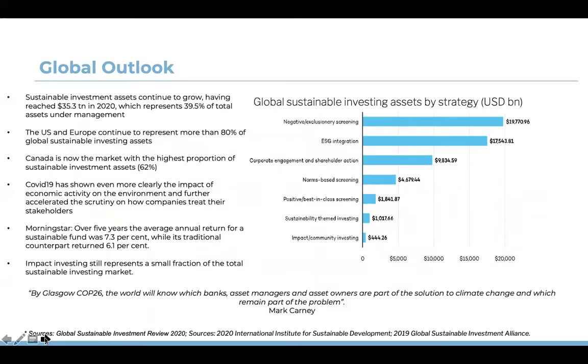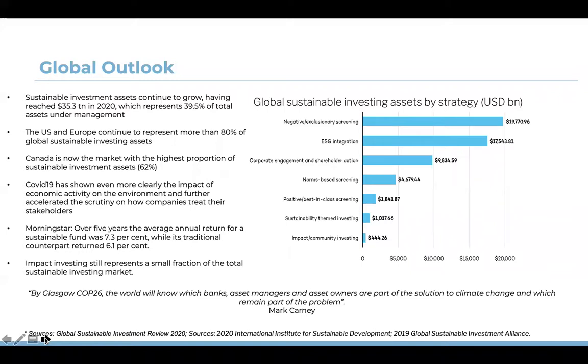In terms of the global outlook for the sustainable investing asset class, the sector has been growing very, very fast. Currently, according to the Global Sustainable Investment Review, there are over $35 trillion in sustainable investment assets, which represent approximately 40% of the global assets under management. The US and Europe represent 80% of that. But interestingly, Canada is a market leader in terms of the highest proportion of sustainable investment assets.